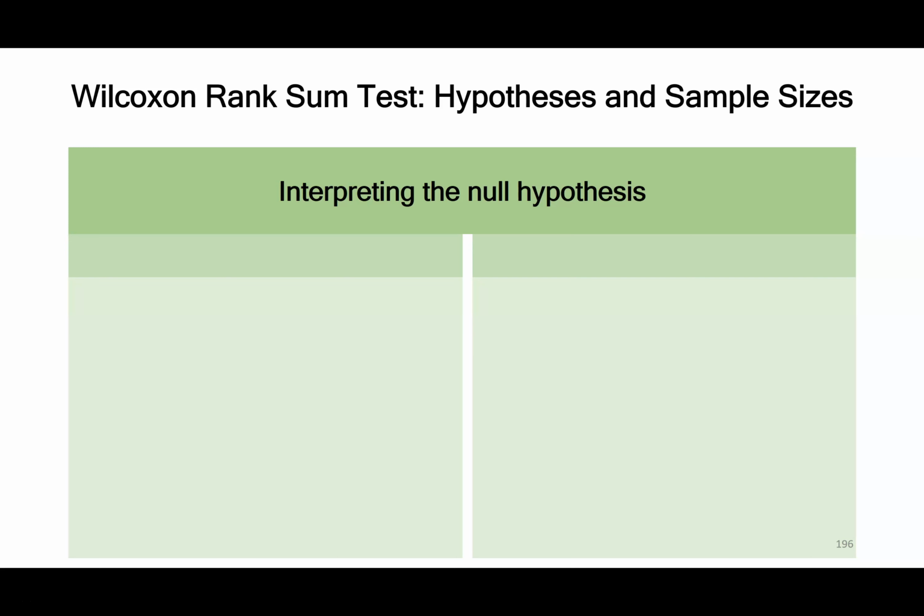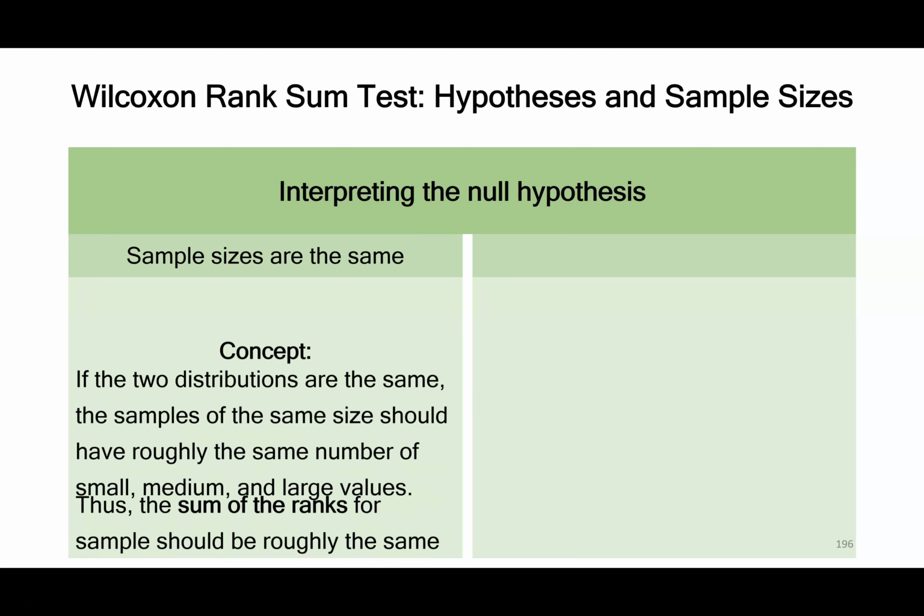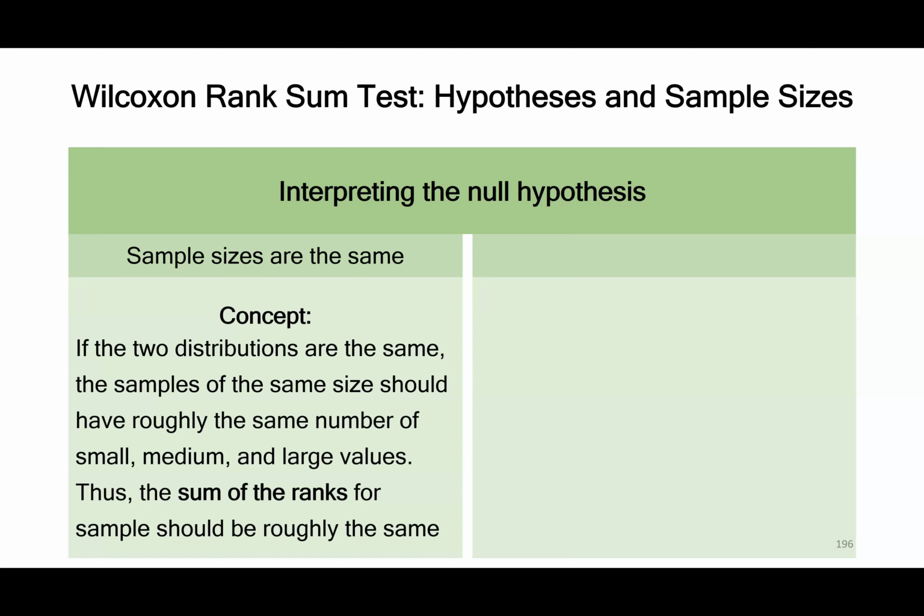So, the Wilcoxon rank sum test: interpreting the null hypothesis. If your sample sizes are the same versus not, the idea is if the two distributions are the same, that means they have roughly the same number of small observations, the same number of medium, the same number of high, then the distributions overall are going to be roughly the same. So the sum of the ranks are going to be roughly the same.